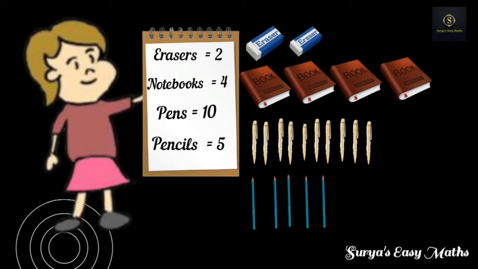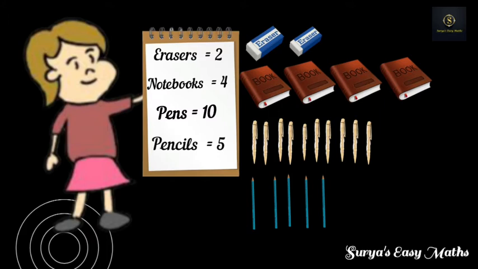So first we will count the erasers. In the list there are 2 erasers. So here she has bought 2 erasers. Yes, 1 and 2. Now see in the list there are 4 notebooks. So let us check whether 4 notebooks she has bought or not. 1 notebook, 2 notebooks, 3 notebooks and 4th notebook. So yes, she has bought correctly.